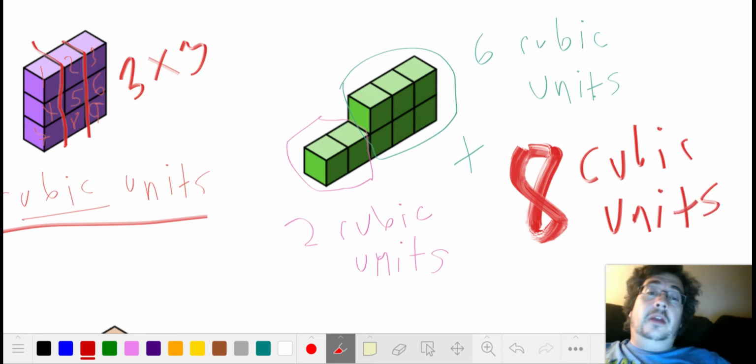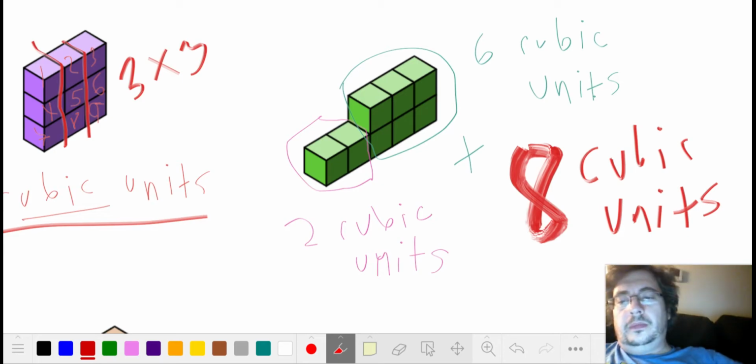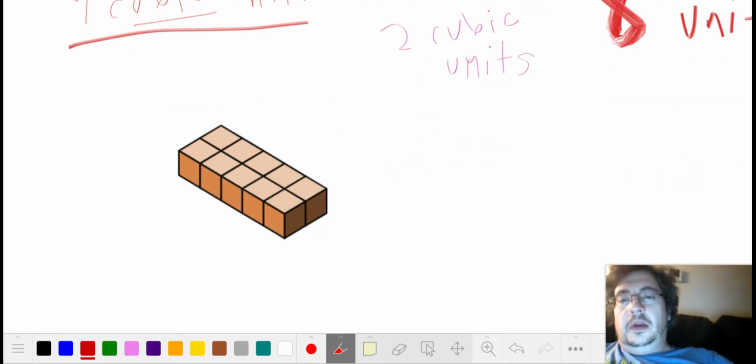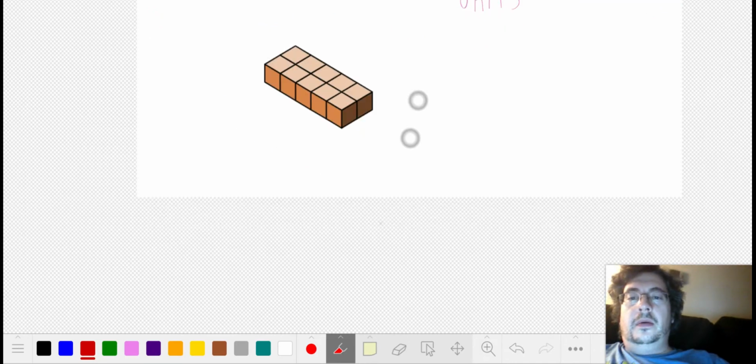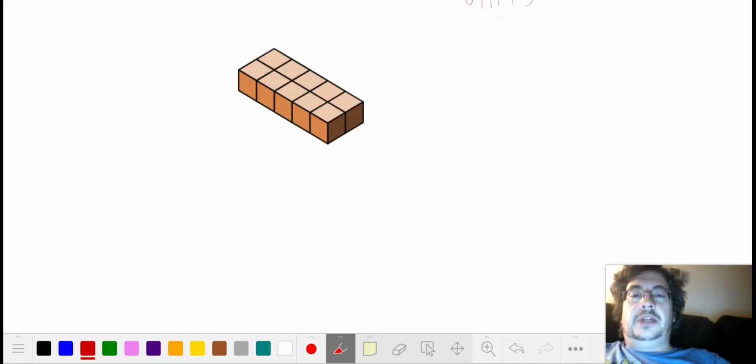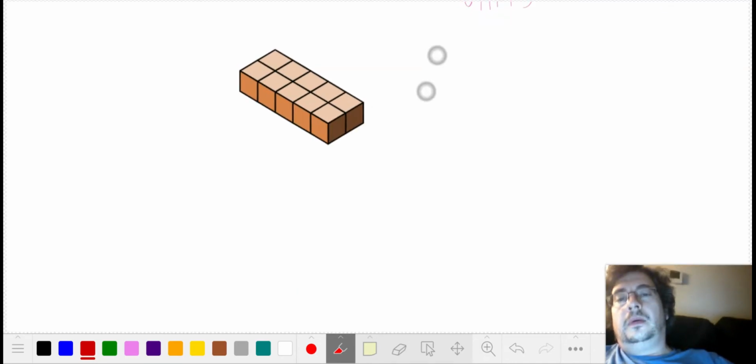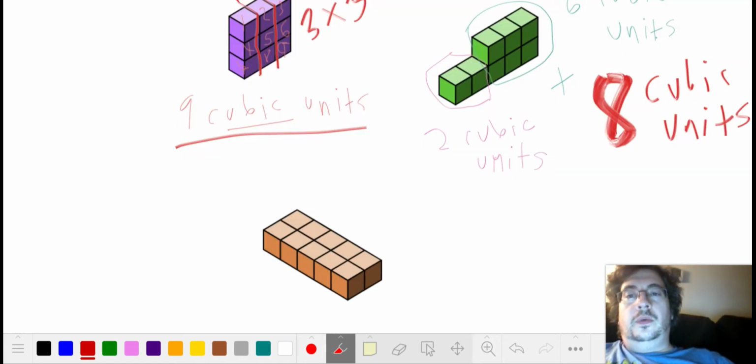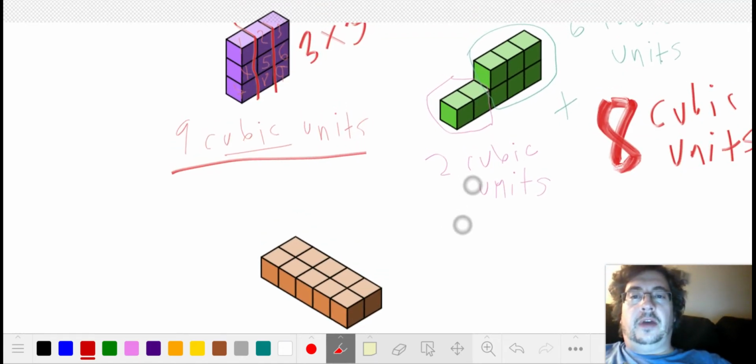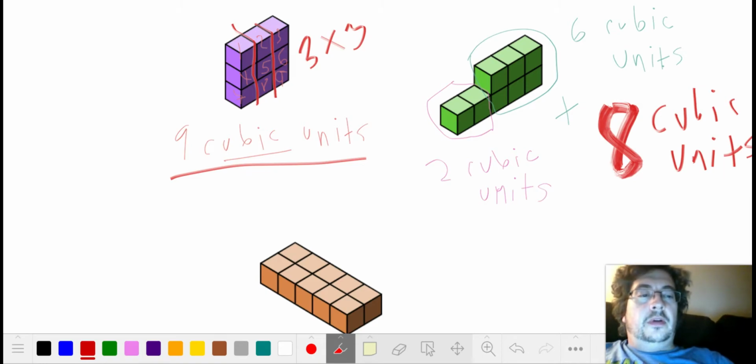And this type of thinking is really going to come in handy when we talk about finding the volume of what are called compound figures or objects. Objects that are made up of 2 or more other objects. And then down here, we have an object that's very similar to the purple object up top here, but a little bit different than the green one.